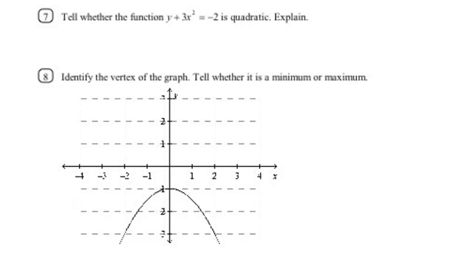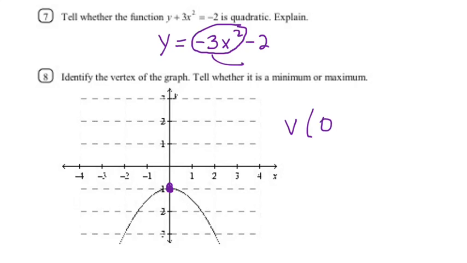Problem 7, tell whether it's quadratic. Well, we should put it in standard quadratic form. It looks like that. It is quadratic because of this quadratic term. That's the highest degree term in the equation. Number 8, determine the vertex of this graph. Looks like it's right there. Vertex would be at 0, negative 1, and that is a maximum.